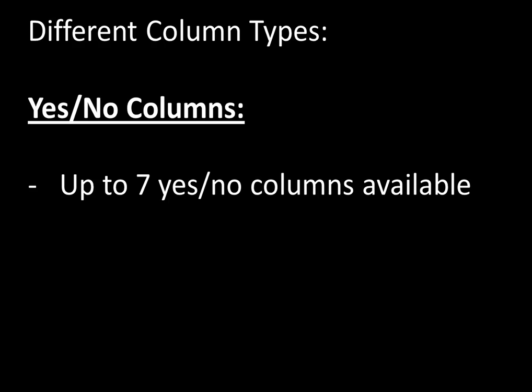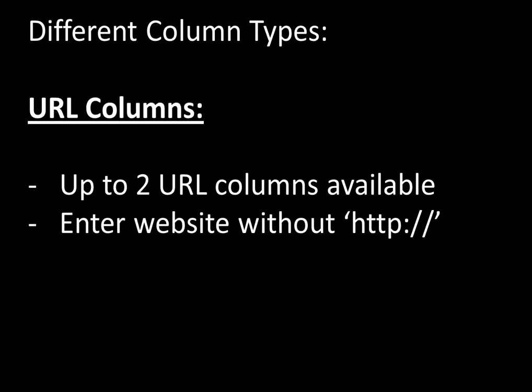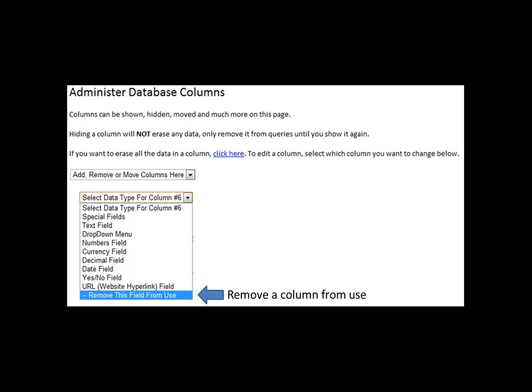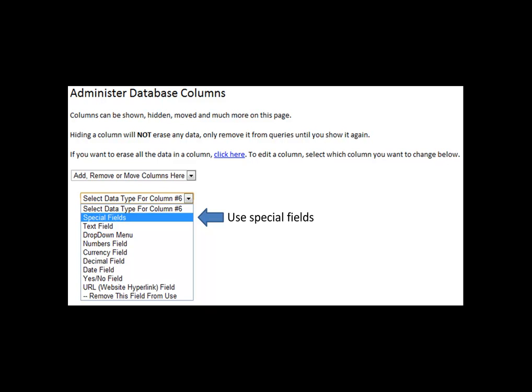Next, there are 7 yes/no fields. This is pretty straightforward. Next, you can have 2 URL fields where you can store a website for quick reference. If you want to remove a column from use, click here. And last, you have special fields which are actually shown at the top of your drop-down menu.